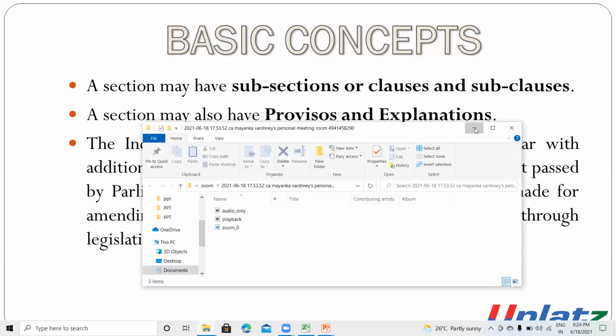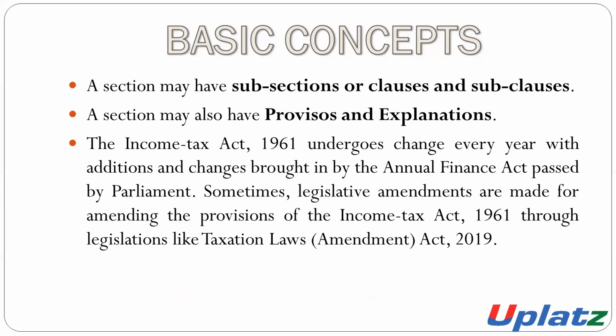In the Income Tax Act 1961, there are many provisions which are required to be changed on a year to year basis. Some sections are required to be updated, and some additions and changes are required. These changes and additions are brought in by the Annual Finance Act. Every year, a Finance Act is passed by the Parliament, containing changes and additions to the existing provisions of the Income Tax Act 1961.